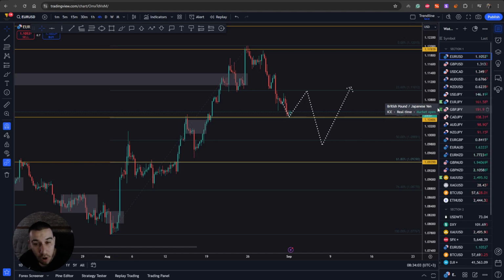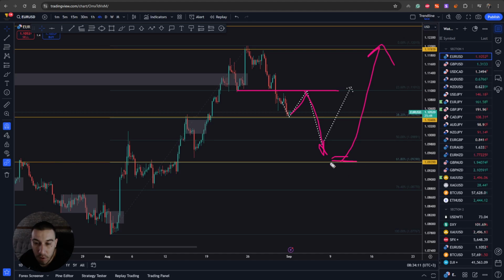This is pretty much all for now. Remember, short-term trading opportunities, we're looking for sales right around here, and long-term we're looking to buy around the 61.8 on the 4-hour chart.